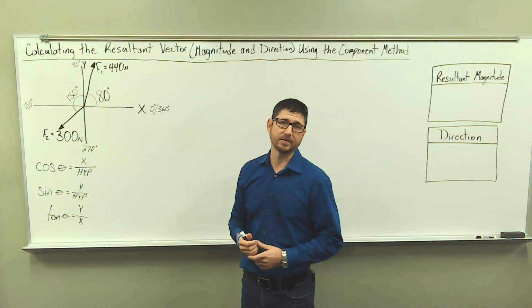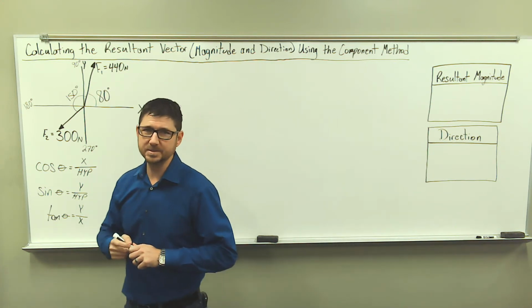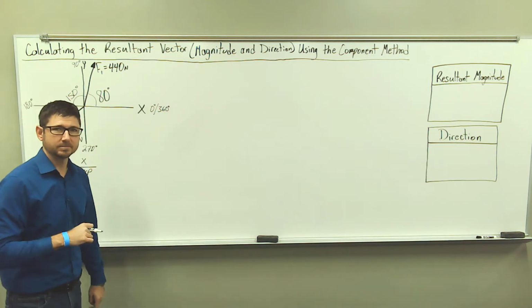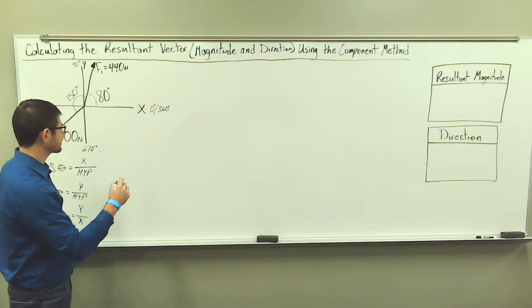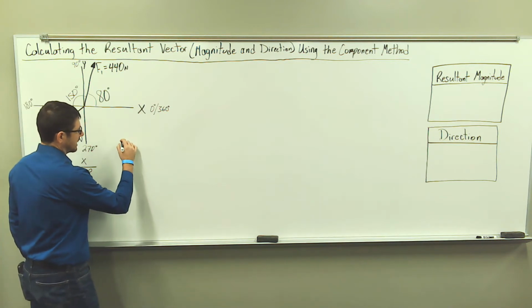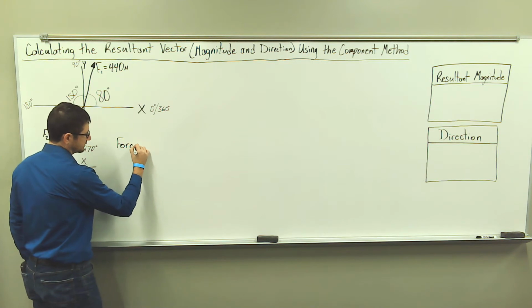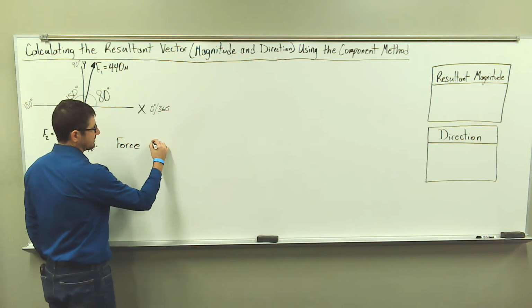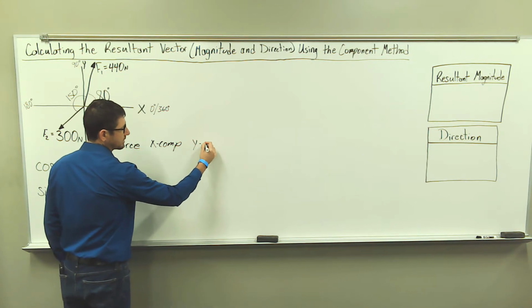Now, before we begin calculating anything, what we need to do is set up a table, because we're going to be using vector resolution for both forces. So to set up the table, we need 3 columns, and so we're going to write our headings first on each of the columns. The first one we can say is force, then we have x component, then we have y component.